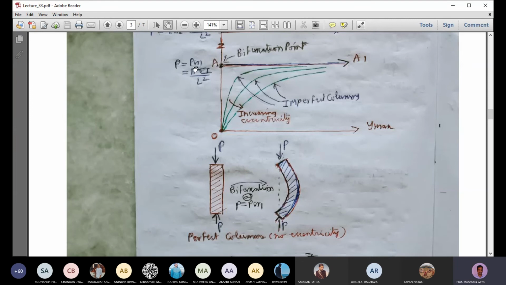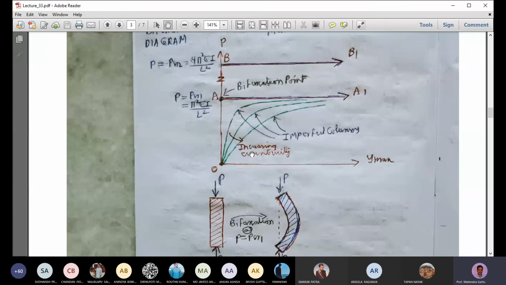And when P reaches this pi squared EI by L squared, then the solution will go into bending mode. There will be rapid bending happening at P equal to P critical. So at P equal to P critical, the solution goes from a compression mode to a bending mode, and it goes in a very rapid fashion. That means Y max will increase for the same value of P. It will continue to increase. So O to A is for perfect compression in the column, and A to A1 is the bending mode which is happening.